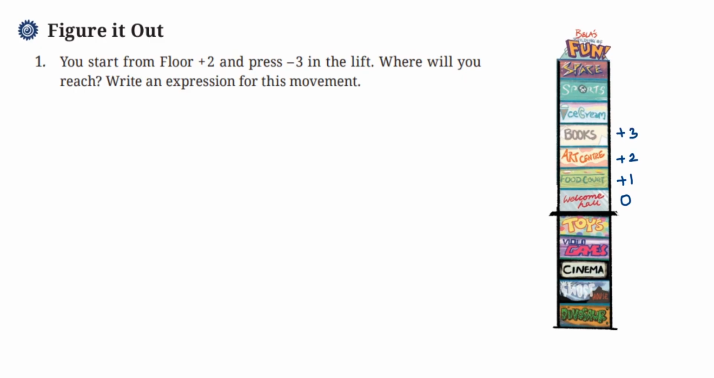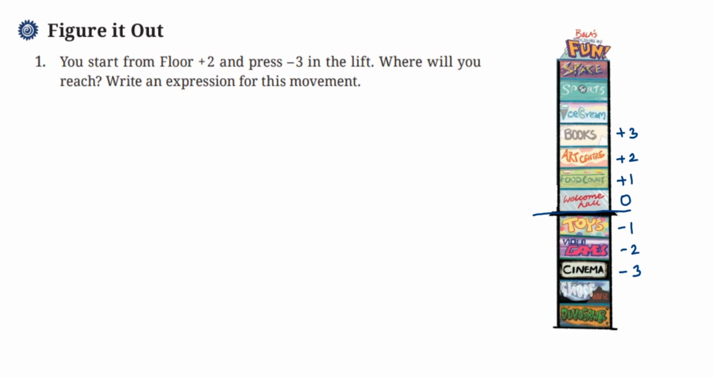Similarly, we have floors below the ground. Toys is just below the ground, so we will mark it as -1. As we go down, we mark it with a negative sign, so these numbers are negative numbers. Then we have video games, which is -2 because it is the second floor below the ground. And then we have cinema, which is -3. So this is just for understanding how we are marking each floor.